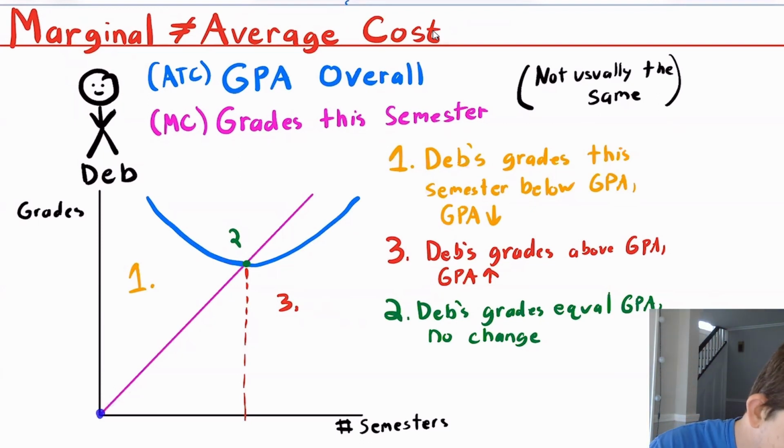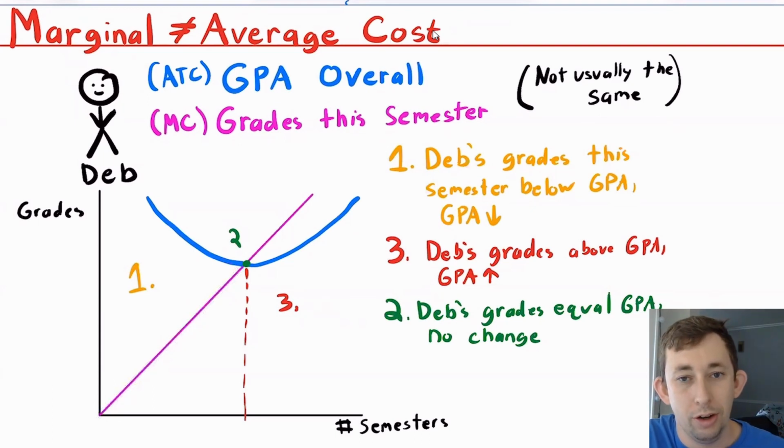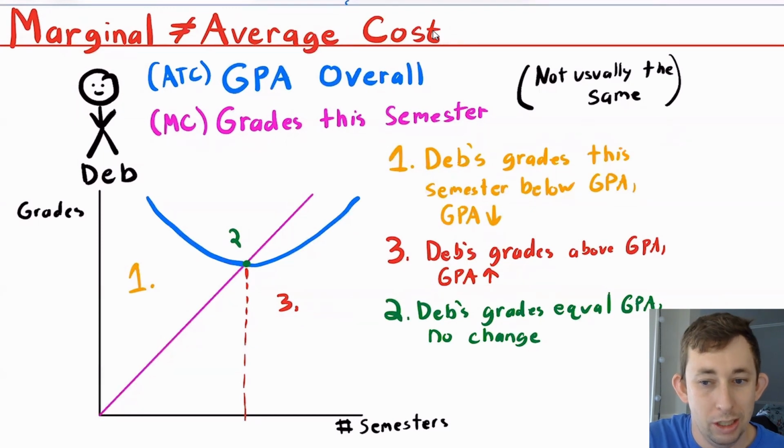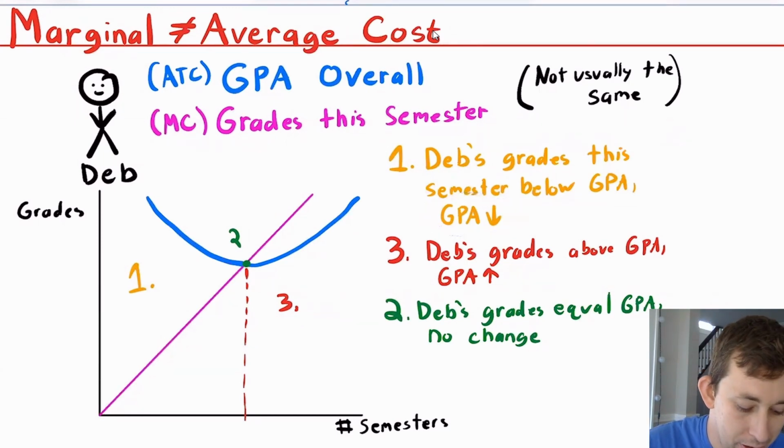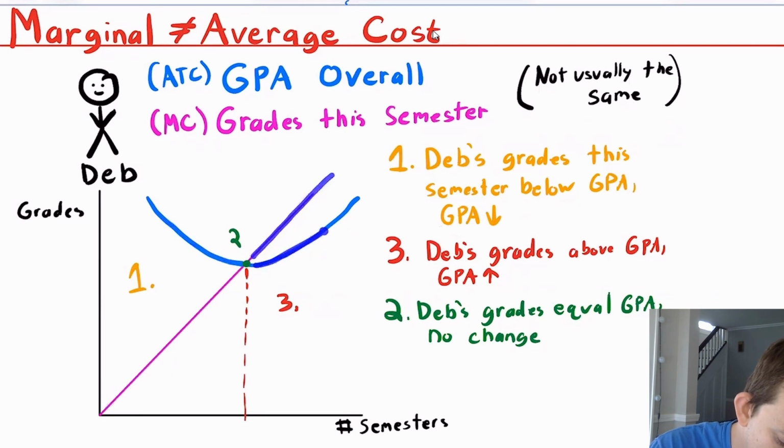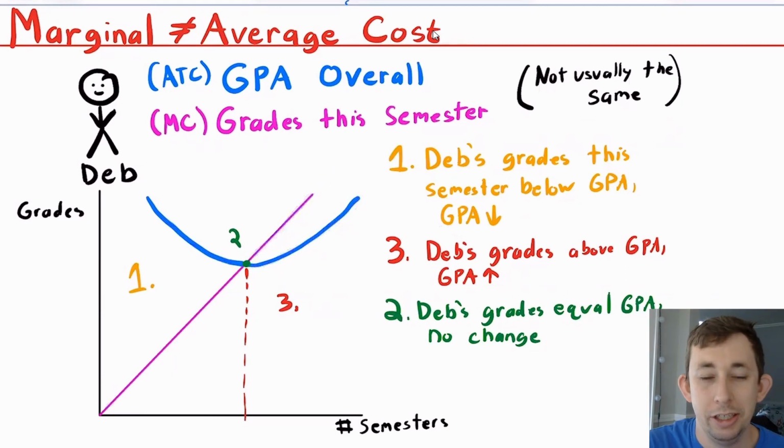So in region 1, which is this marginal cost line, or grades this semester, below the average total cost, or her overall GPA, this means that Deb's grades this semester were worse than her overall GPA. What happens to your GPA overall if you get worse grades than your overall GPA? Your GPA goes down. So this is just saying that as the marginal cost is under the average total cost, it's sort of pulling your average total cost curve down. It's decreasing. Now in region 3, you can see that Deb's grades this semester are actually higher than her overall GPA. And if your grades this semester are higher than your GPA, what's happening to your GPA? It's going up.